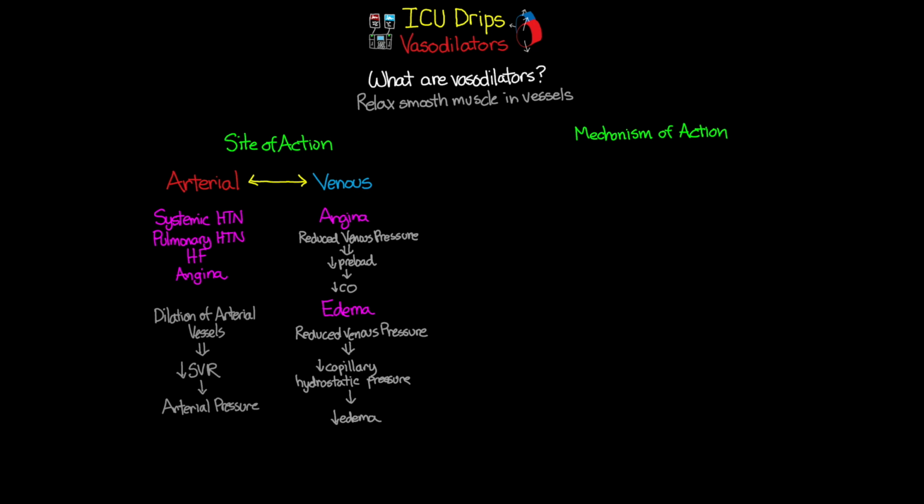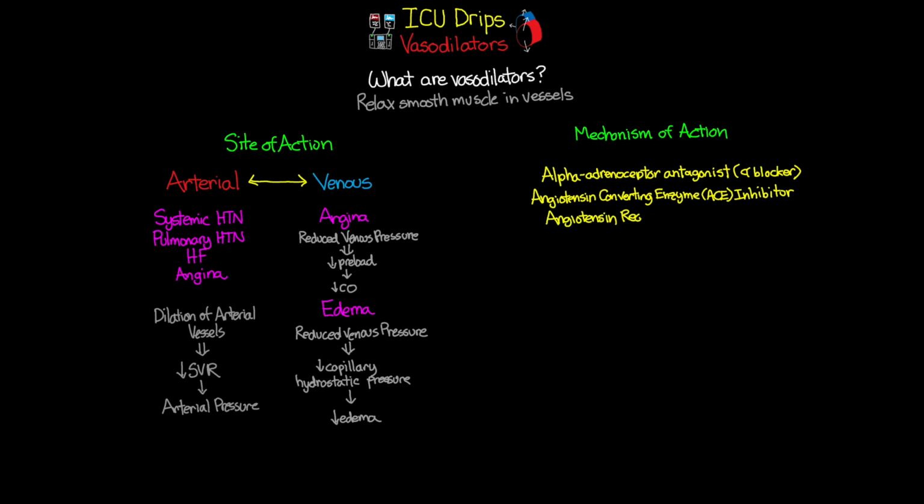Now, there are many classes to these medications and their mechanism of action, so I'm going to list them all out for you just so you have an awareness of them, but we're only going to talk about some of them. The first is what we call alpha adrenoceptor antagonist, or essentially alpha blocker. The next is the angiotensin converting enzyme, or ACE inhibitor. Next are the angiotensin receptor blockers, more commonly referred to as ARBs.